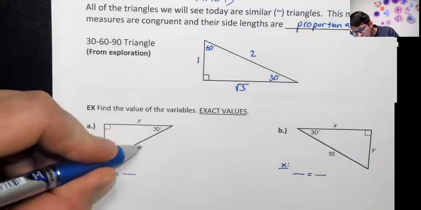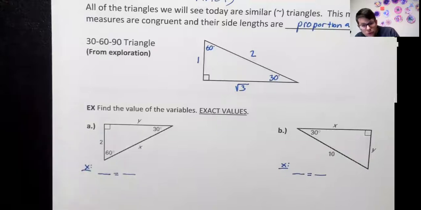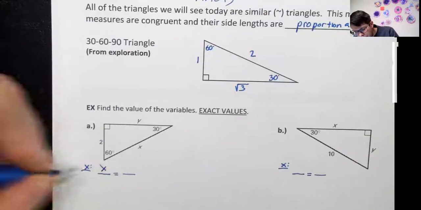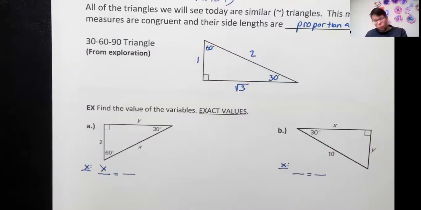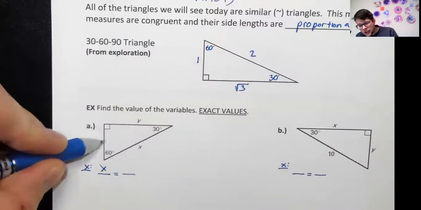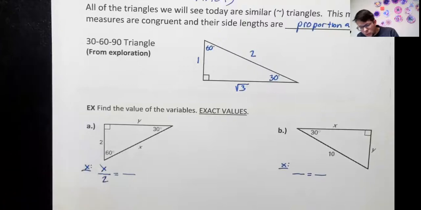X right here is the side that I'm interested in, so I want to make sure for my proportion that I include it. So I'm going to put my x in there. Another important thing to do when you're creating a proportion is to involve any other sides that you are very aware of, side lengths that are known. And that is going to be 2 right here. I'm going to use the 2 as well.